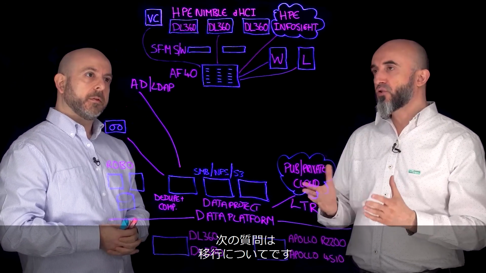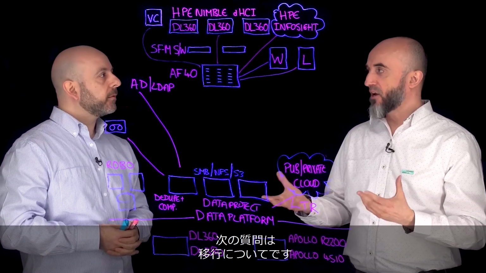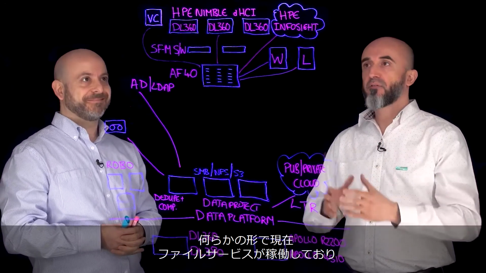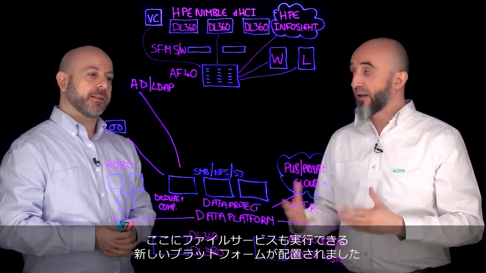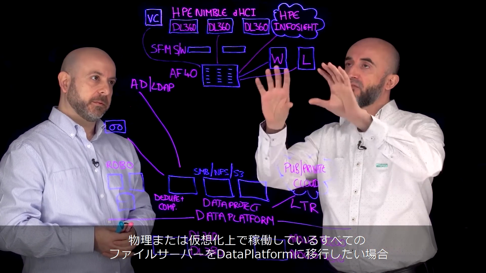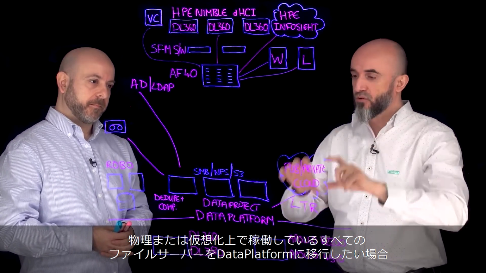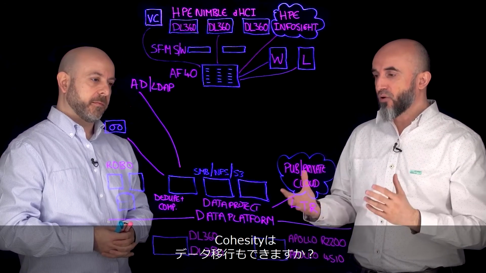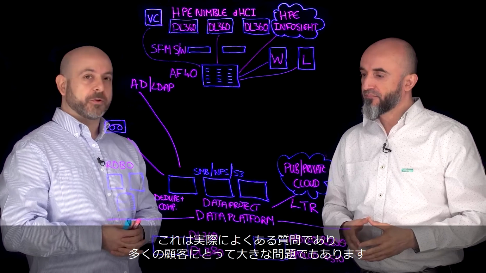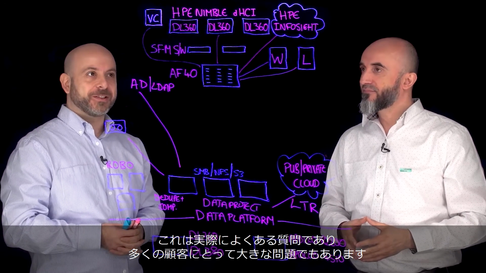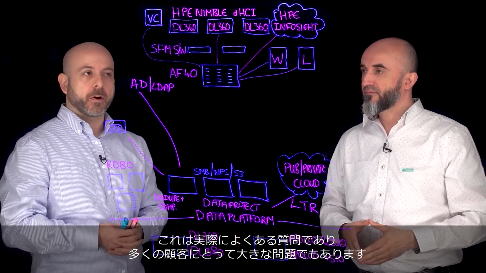The next question is typically around migration, right? You've got your file services running there for God knows how long. You've got this new platform that can run your file services, and you want to migrate from whatever you are running, physical or virtual, to your data platform. Can Cohesity migrate the data as well? That's a really good question, and it's one that we do get a lot in the field. It's a big problem area for a lot of customers.